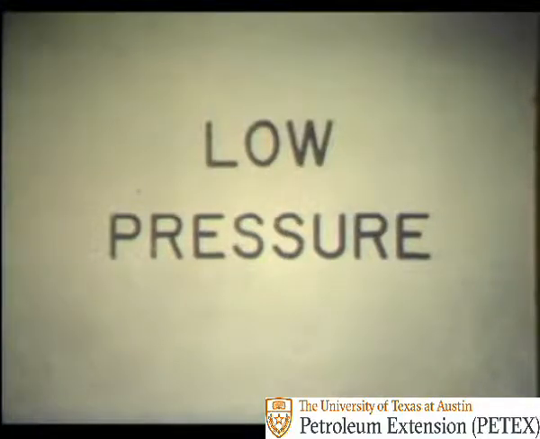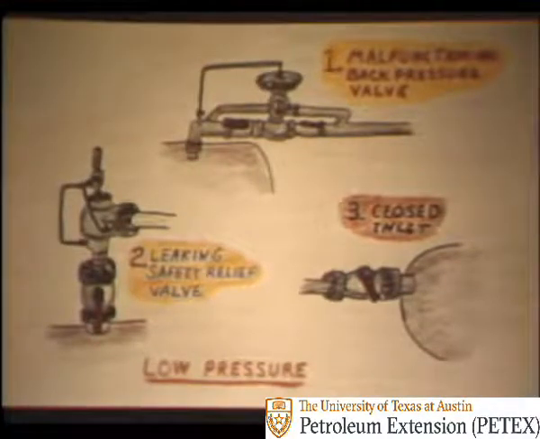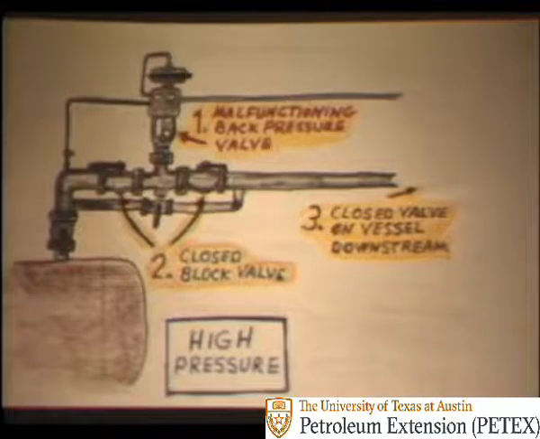The problem of low pressure is usually caused by a 1. Malfunctioning back pressure valve. 2. Leaking safety relief valve. Or 3. Perhaps the inlet to the vessel is closed or partially closed. And then the problem of high pressure, which could be caused by 1. A malfunctioning back pressure valve. 2. A closed block valve. 3. A valve on a vessel downstream of the back pressure control valve could be closed.